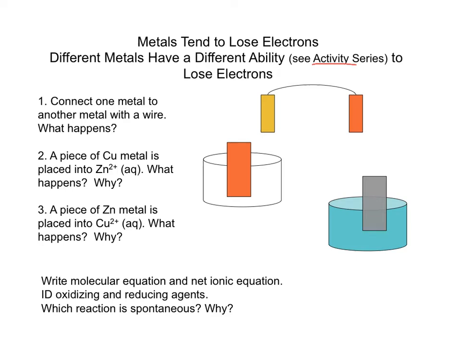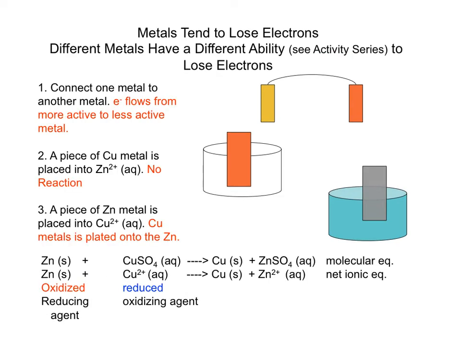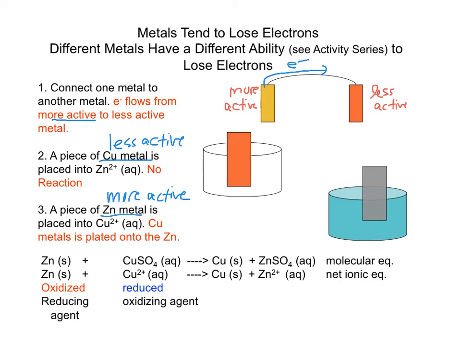And here are the answers. So the more active metal is the metal that more easily loses electrons. When copper metal is placed in the zinc ion solution, no reaction occurs because copper is less active than zinc, which means that copper does not want to give up its electrons. When the more active zinc metal is placed into copper ion solution, a reaction does occur because the zinc metal wants to give up its electrons.